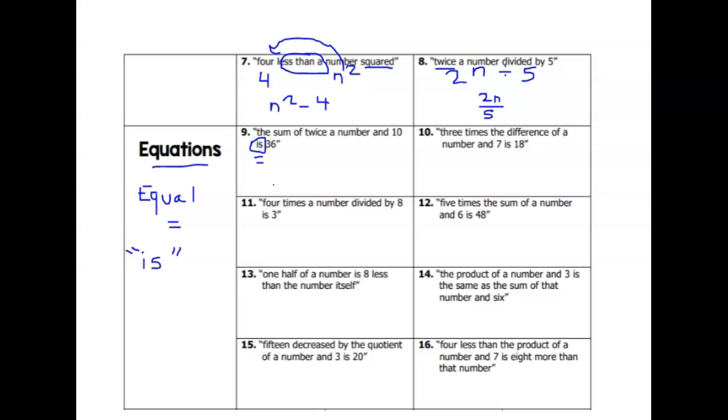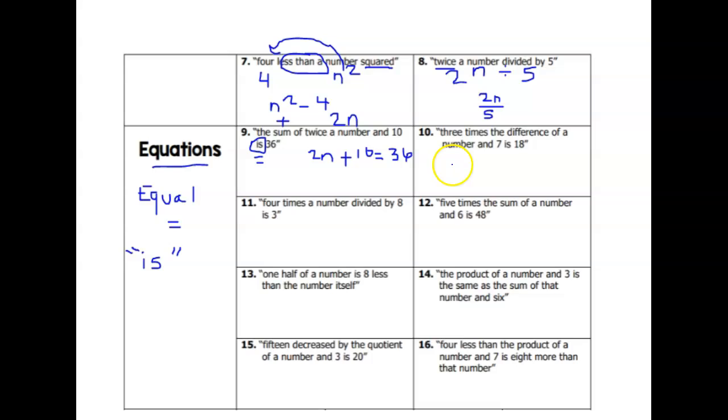So is 36. So now I'm going to do the same thing. Sum of meant plus, twice a number. Well, a number is n, and twice that is multiplication by 2. And 10. Okay, so that means that I'm adding 2n and 10. So I got 2n plus 10 equals 36. Okay, do we all see the difference? That is going to tell us to put an equal sign.